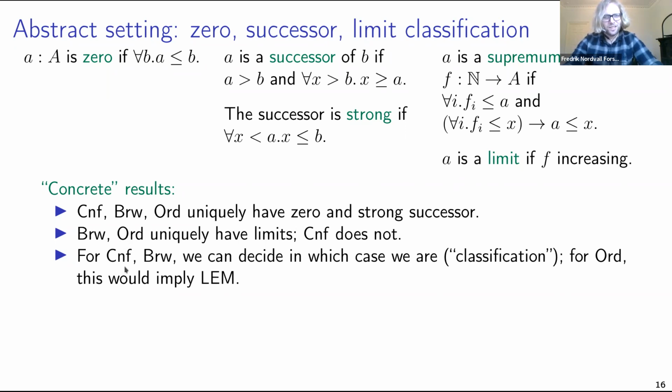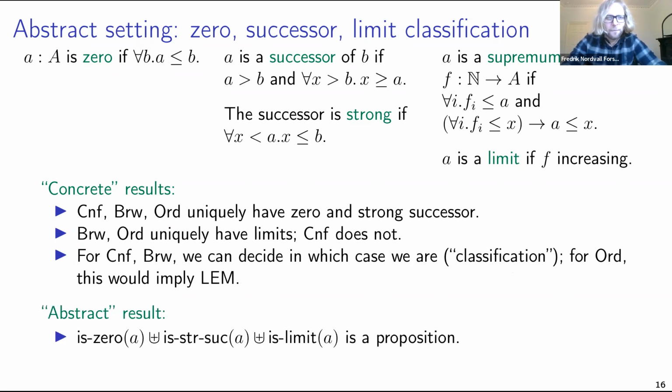And for Cantor normal forms and for Brouwer trees, we can decide for each ordinal if it's a 0 or a successor or a limit, like I said. But for the extensional well-founded orders, this would again imply lesser limited principle of omniscience or excluded middle. So, like I said, nothing is decidable for HoTT book ordinals. Concretely, you can try and prove this for each one separately. And again, these are separate proofs of common properties, right?